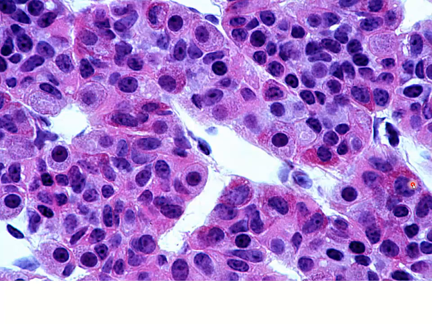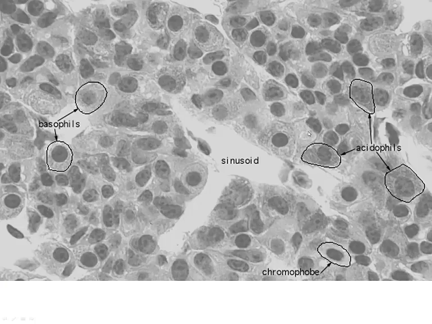and then we're going to see the others that aren't the red staining, and these are the more bluish stain, and these are going to be the basophils. The basophils are going to make up the bulk of what we see here, but we have the basophils versus the acidophils versus the chromophobes. And again, this is going to be making up our adenohypophysis.